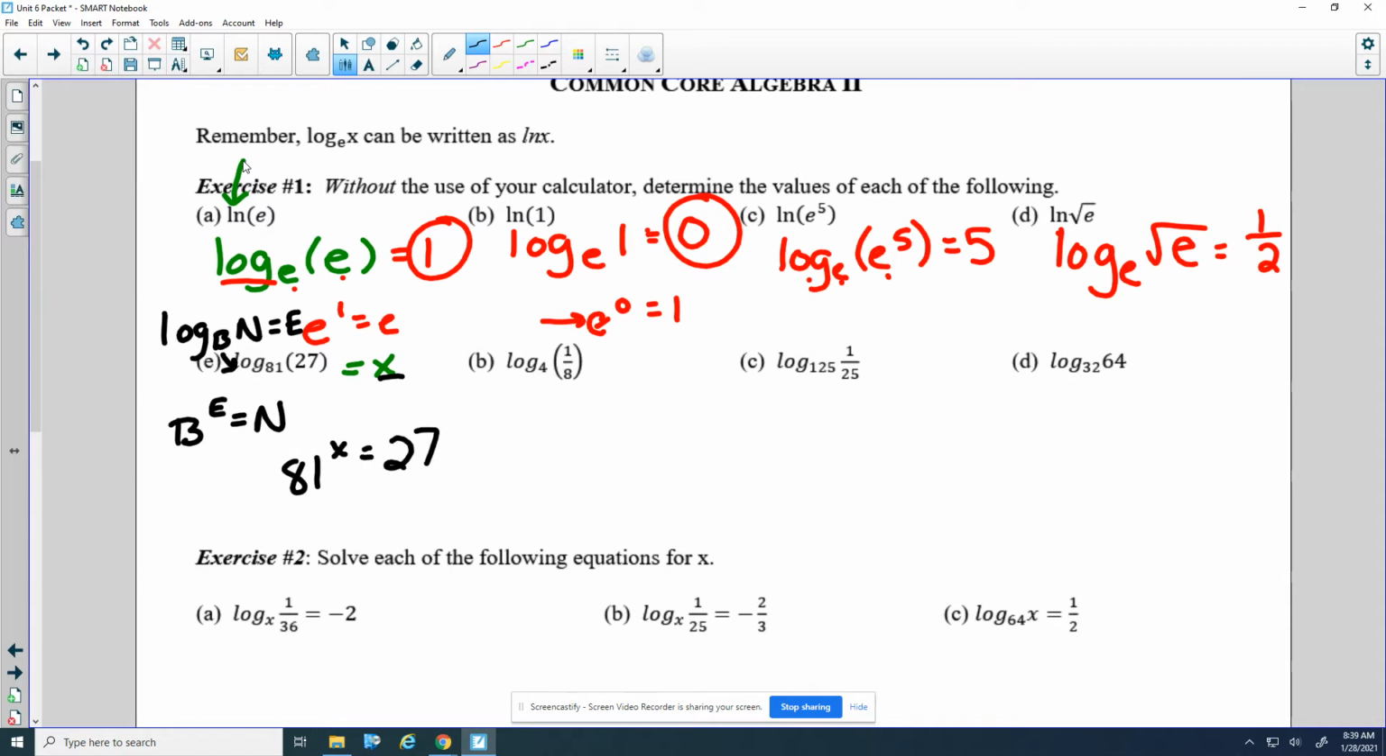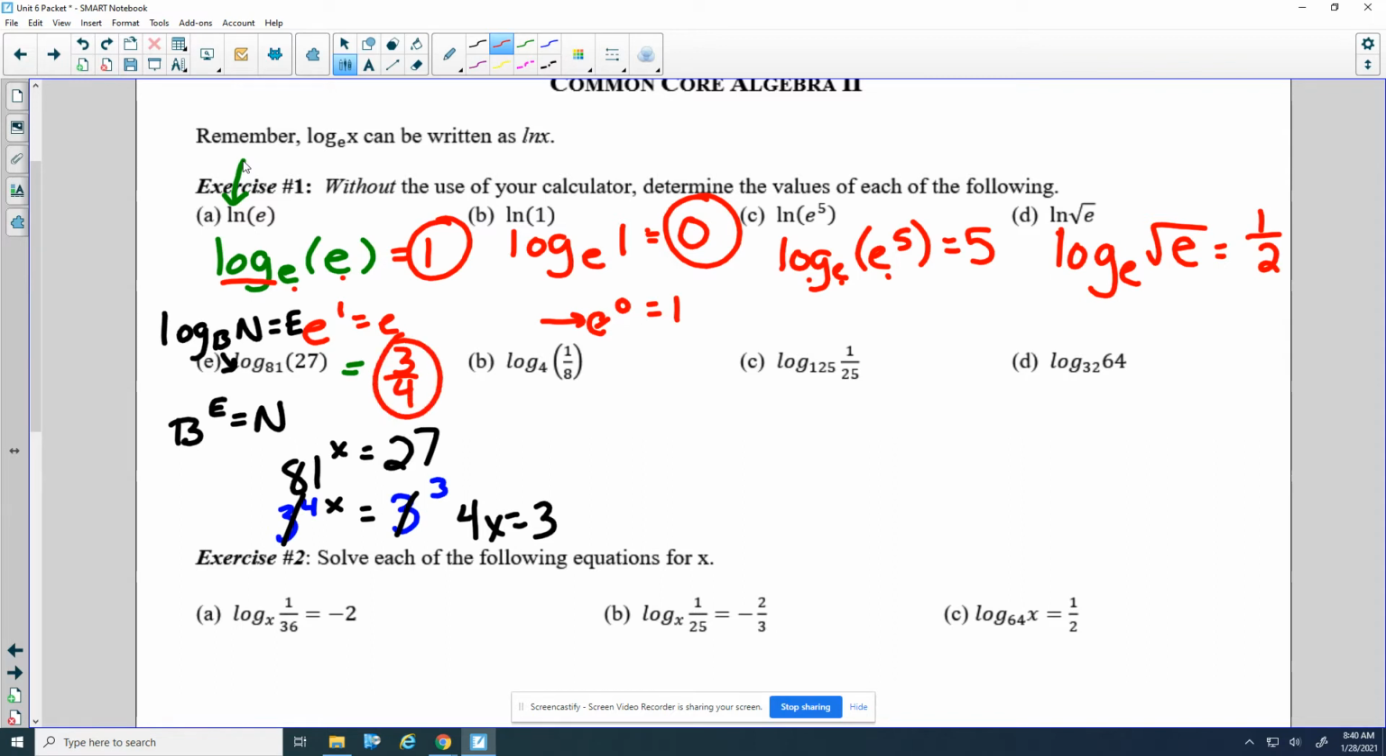So once you get it like that, it's like the common base problems we did a couple lessons ago. So 81 is 3 to the 4th, 27 is 3 to the 3rd, and then I'll rewrite that x. Cancel the common bases. So 4x equals 3. So dividing by 4, x equals 3/4. So that's another way when I see that answer, I can know that this answer up here is 3/4.